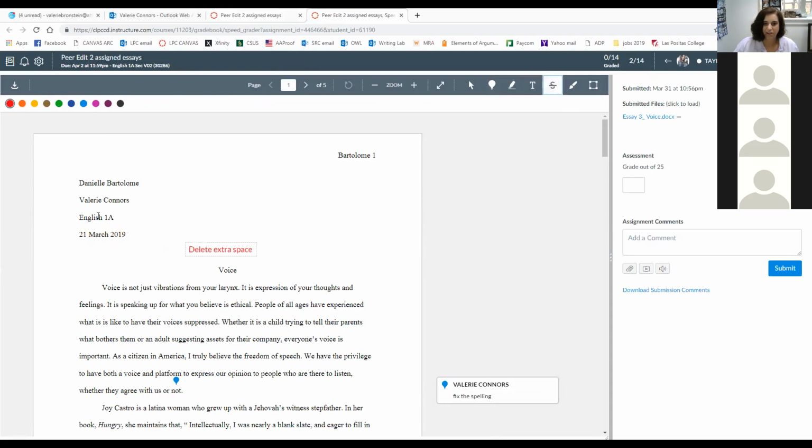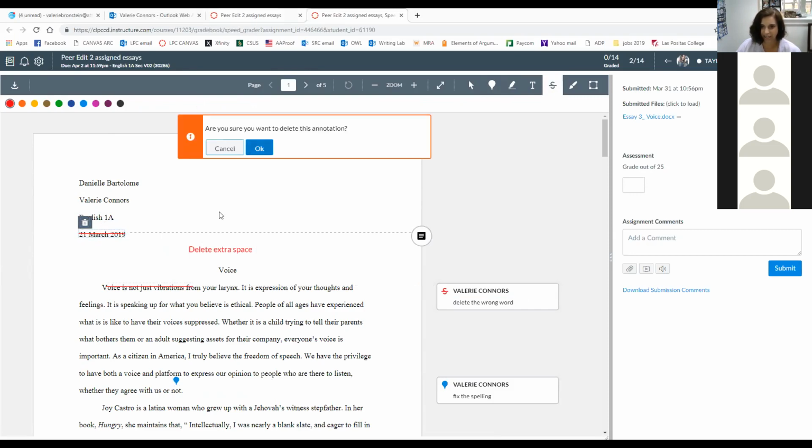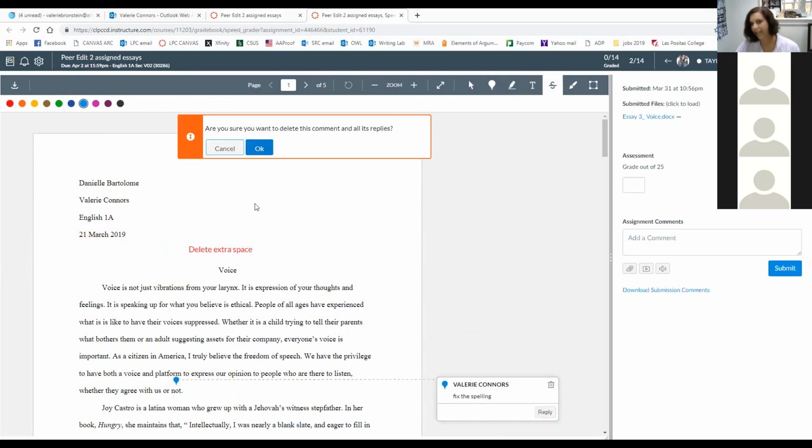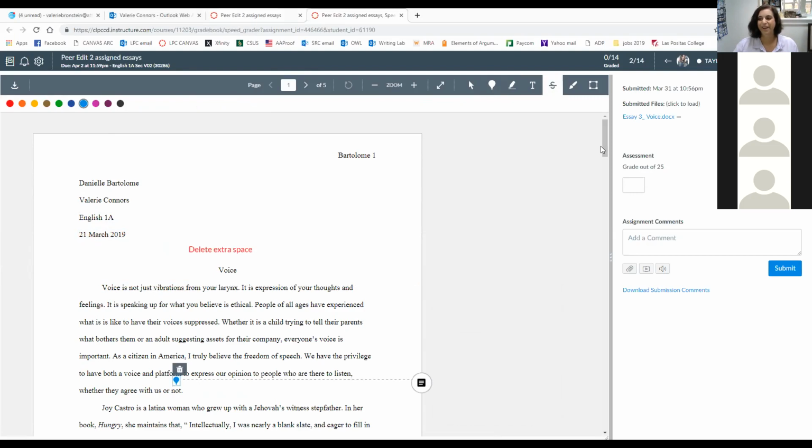You can put that. So your tools are, you have a highlighter, you have something you can type with, you even have a strikeout. So let's pretend we wanted to strike out things, cross things out, and say, delete the wrong word. So that would be how. Now, of course, these are okay, so I'm going to take them off right now. Let me just hit the little garbage can. And let me get rid of this one. I'm going to leave the delete the extra space one on there.